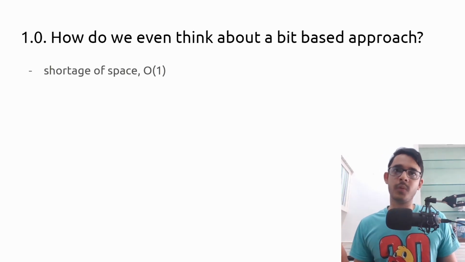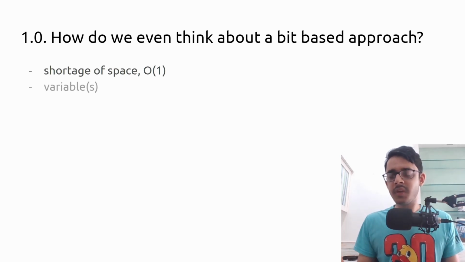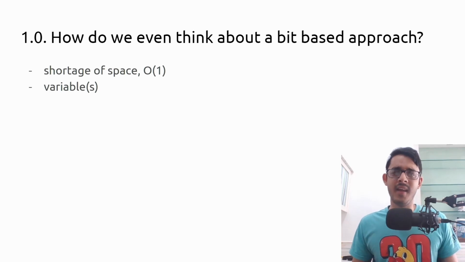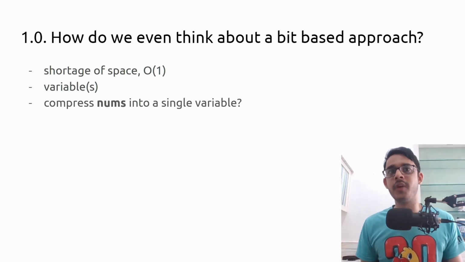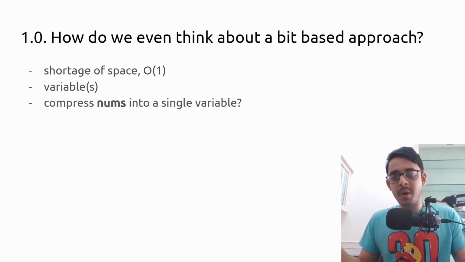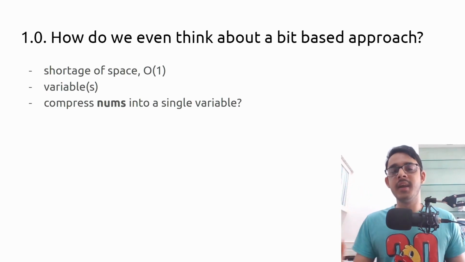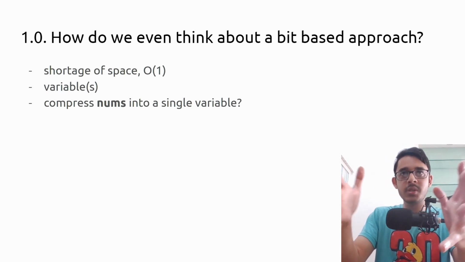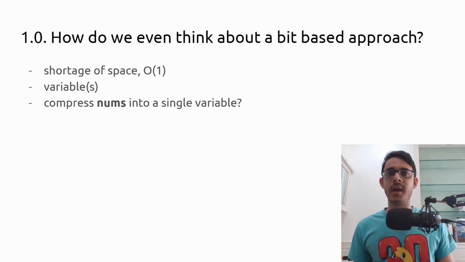The first thing we note is the shortage of space. We have to stick to the constraint of O(1) space, which means that we can't really store anything like a dictionary or a set or a list. We have to stick to variables. And these couple of variables that we can use have to somehow compress the information present in the entire nums array down to one single variable. How can we do that?